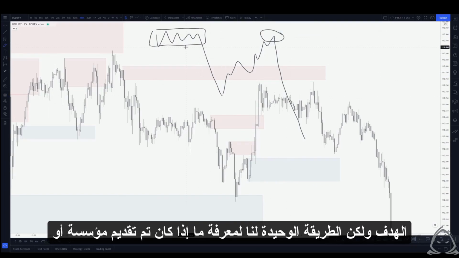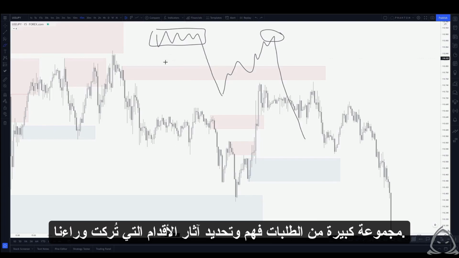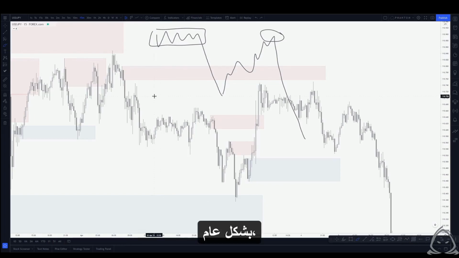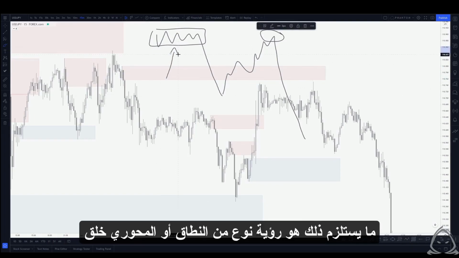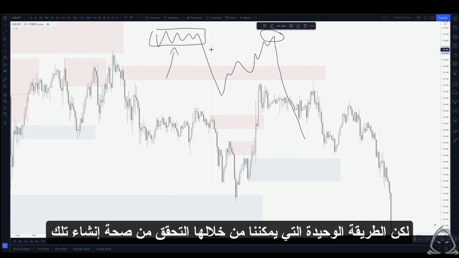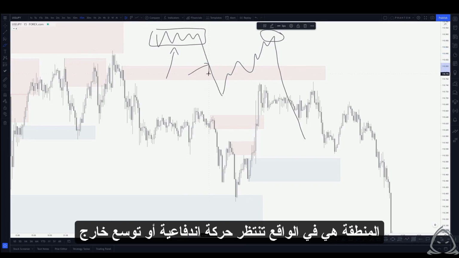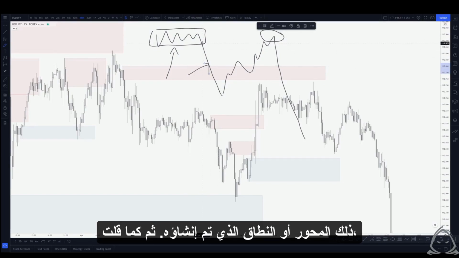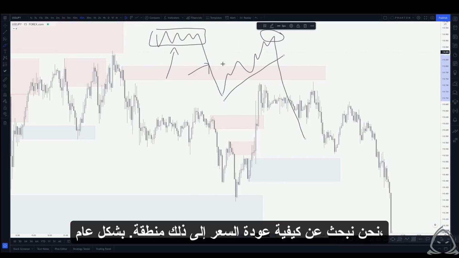But the only way for us to truly know if an institution or large collection of orders have been placed is by understanding and identifying the footprints that are left behind. Generally speaking, what that entails is seeing some sort of range or pivot creating a supply or demand zone. But the only way we're able to validate that zone being created is by waiting for an impulsive move or an expansion outside of that pivot or range that was created. And then, like I had said, we're looking at how price returns to that zone.